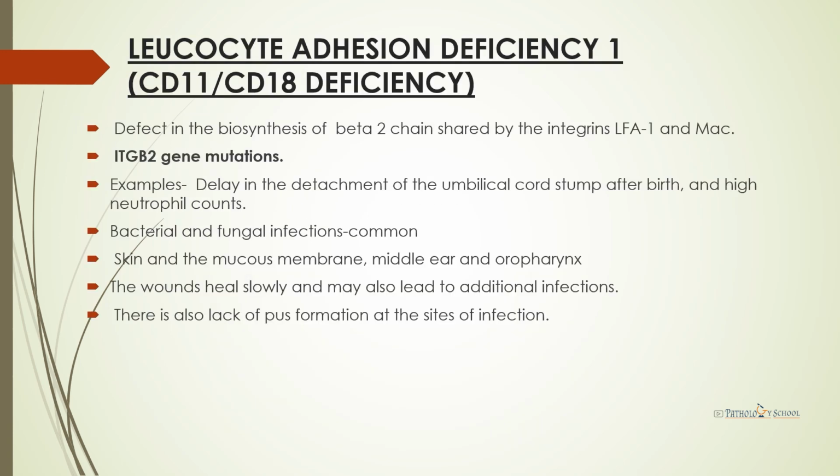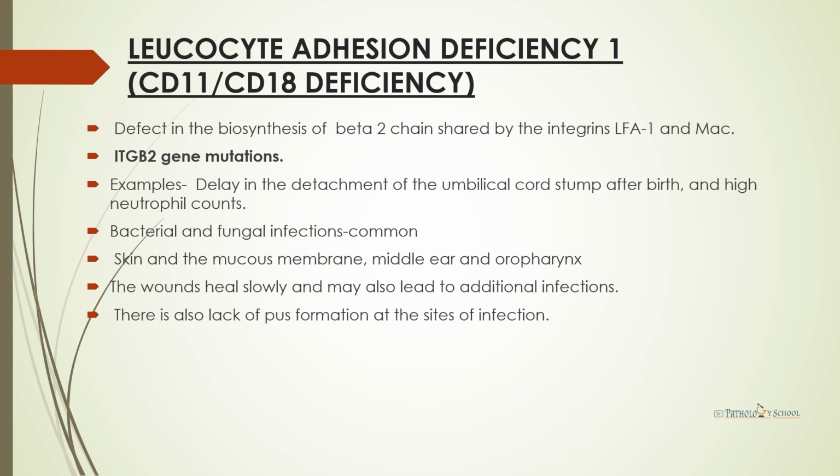The first variant, leukocyte adhesion deficiency 1, is also CD11 or CD18 deficiency. It is a defect in the biosynthesis of the beta-2 chain shared by the integrins leukocyte function antigen 1 and macrophage integrin. The gene mutation is ITGB2. The patient commonly presents with high neutrophil counts and recurrent infections, or the baby will come with a delay in detachment of the umbilical cord stump.